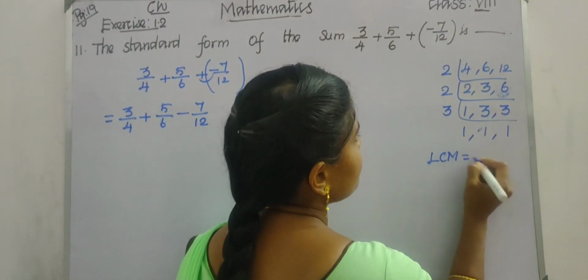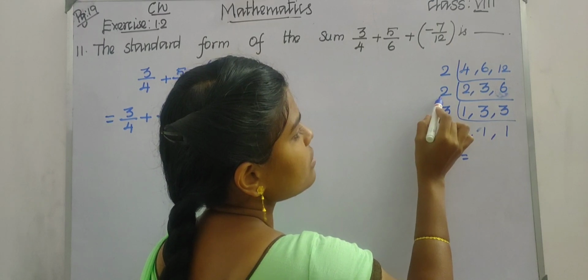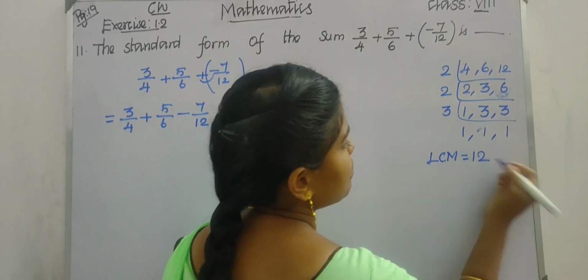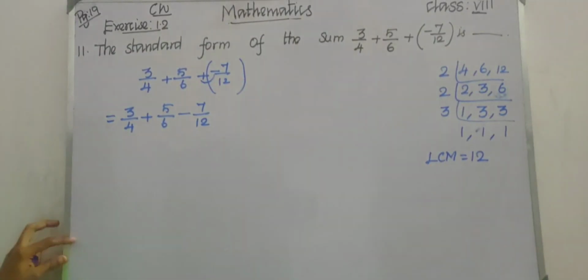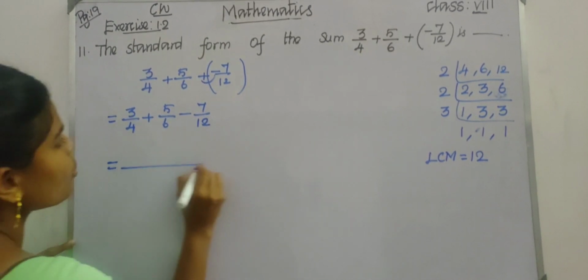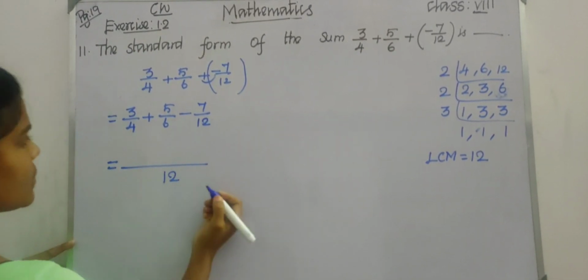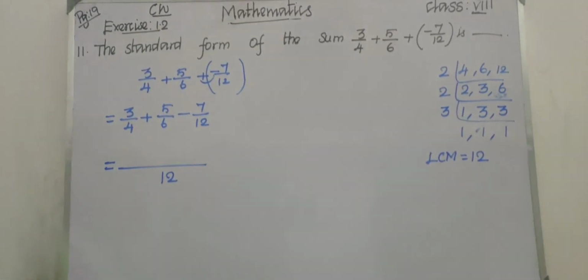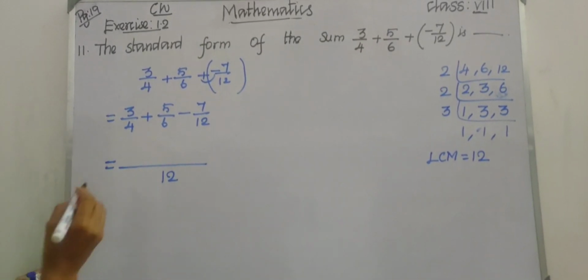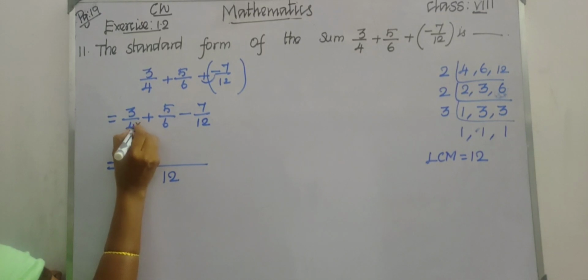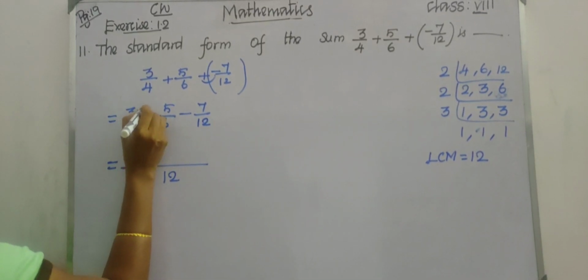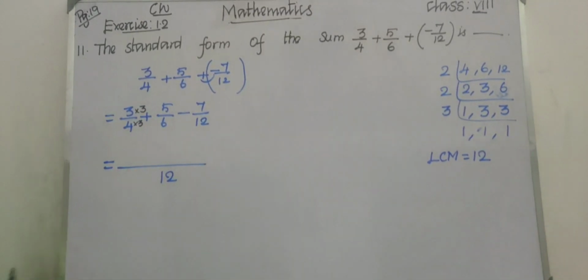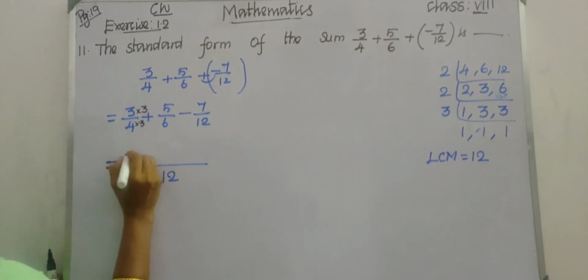LCM equals 2 2s are 4, 3 4s are 12. Okay, so the LCM is 12. Okay children, so we take the denominator as 12. Now, what will be multiplied with this 4 to get 12? 3 4s are 12, right? So we need to multiply that 3 in the numerator as well as in the denominator. Okay children, so 3 3s are 9.